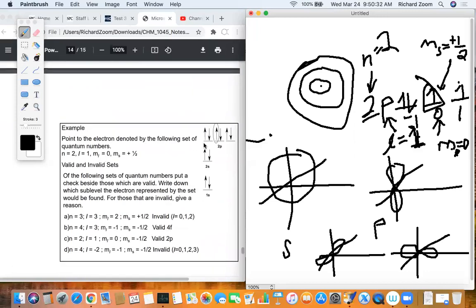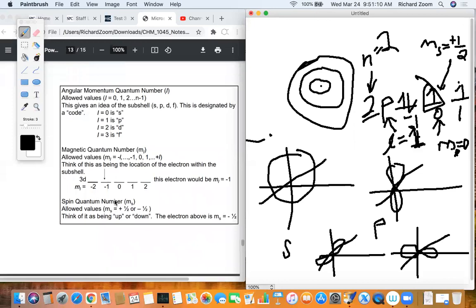The M sub L is going to define which of these orbitals specifically it's in, and that one would be from -1, 0, and 1, so it goes from -L to +L. And then whether the electron is up or down is going to be determined by whether it's plus or minus a half. So what we can do then is talk about valid and invalid sets. And that's going to be what the question on your test is going to be about. It's going to be looking at these different sets of quantum numbers and determining whether they're valid or invalid.